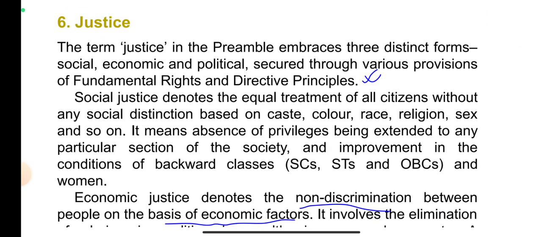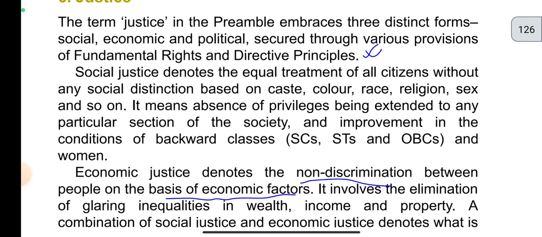The term justice in the preamble embraces three distinct forms: social, economic, and political, secured through various provisions of fundamental rights and directive principles. Social justice denotes the equal treatment of all citizens without any social distinction based on caste, color, race, religion, sex, and so on. It means absence of privileges being extended to any particular section of the society and improvement in the conditions of backward classes, SCs, STs, OBCs, and women.